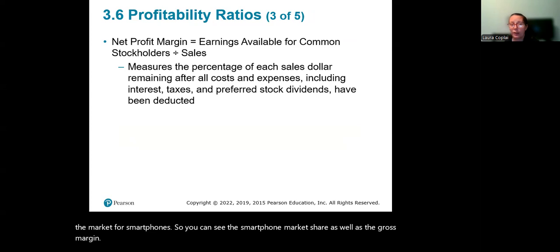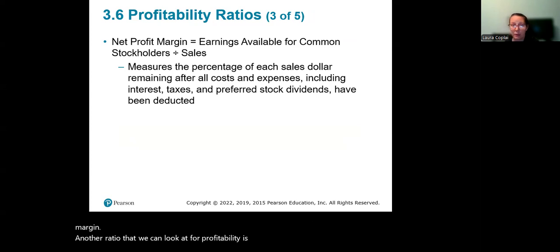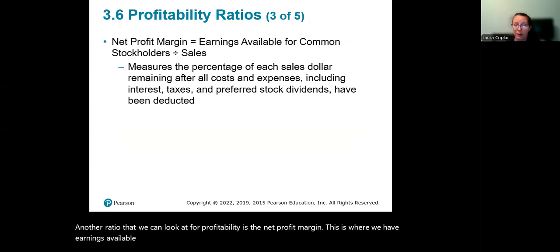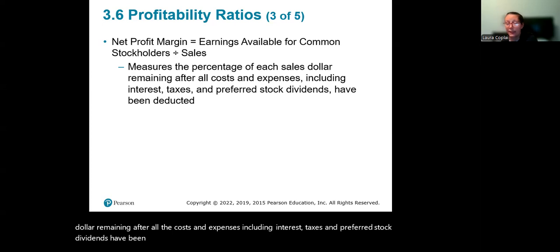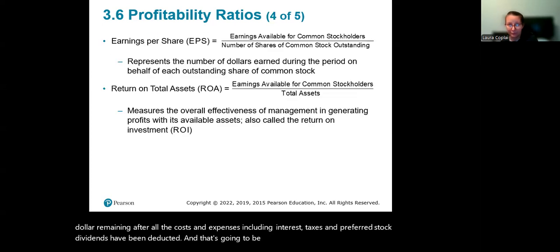Another ratio that we can look at for profitability is the net profit margin. This is where we have earnings available for common stockholders divided by sales. It's going to measure each sales dollar remaining after all the costs and expenses, including interest, taxes, and preferred stock dividends, have been deducted. And that's going to be a percentage.